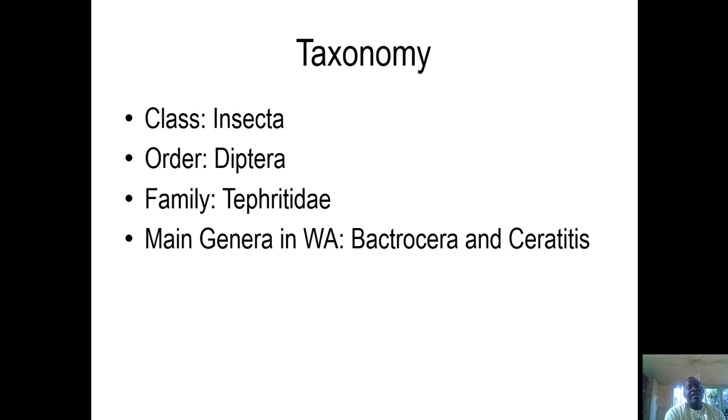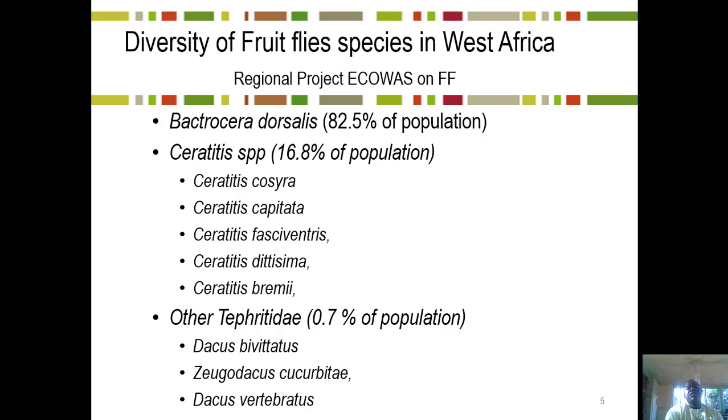Fruit flies are insects of the order Diptera in the family Tephritidae. The main genera in West Africa are Bactrocera and Ceratitis. Bactrocera, dominated by Bactrocera dorsalis, the oriental fruit fly, dominates the whole population in West Africa, making up more than 80% of the population.